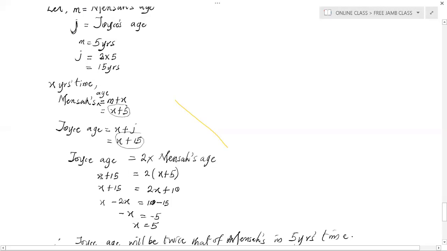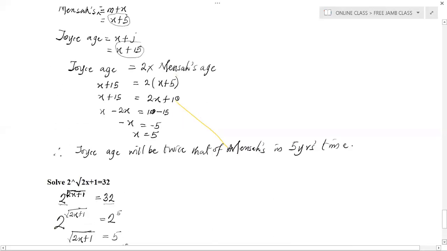That is how we got X plus 15 equals 2 into X plus 5. Then X plus 15 equals 2X plus 10. Then we transfer this 2X to the other side. It will give us X minus 2X equals 10 minus 15, minus X equals minus 5. X equals 5. So Joy's age will be twice that of Mensa in 5 years' time.